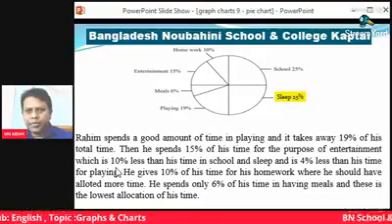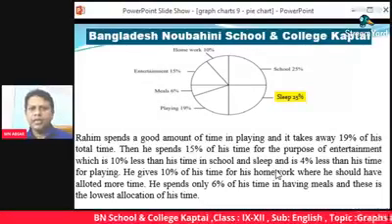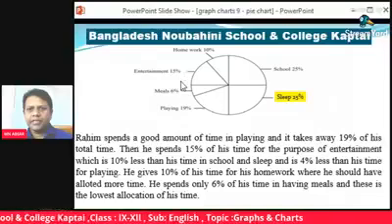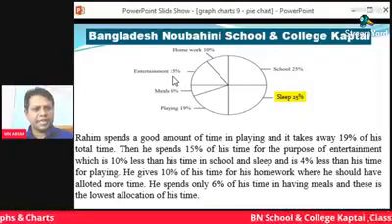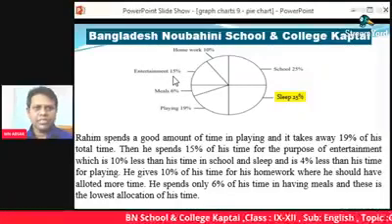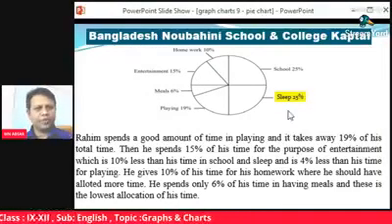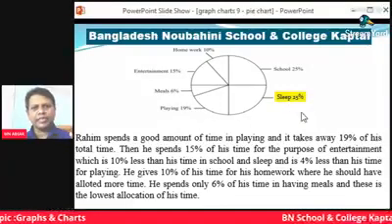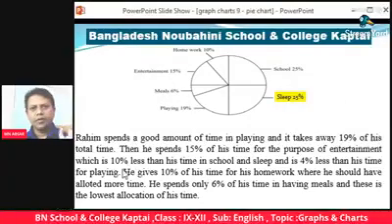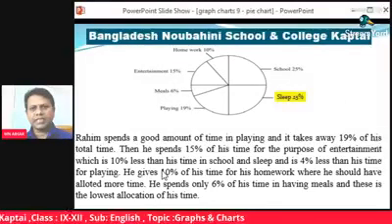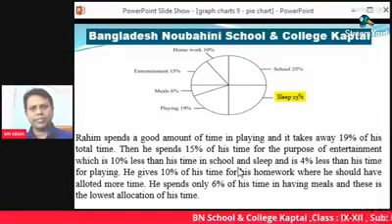Now here we see, which is 10% less than his time in school and sleep. Which one? Look, he spends 15% time for entertainment. That means he spends 15% time for entertainment, which is 10% less than his school time, and 10% less than the time he spends sleeping. That's why we have written here, which is 10% less than his time in school and sleep. School and sleep.